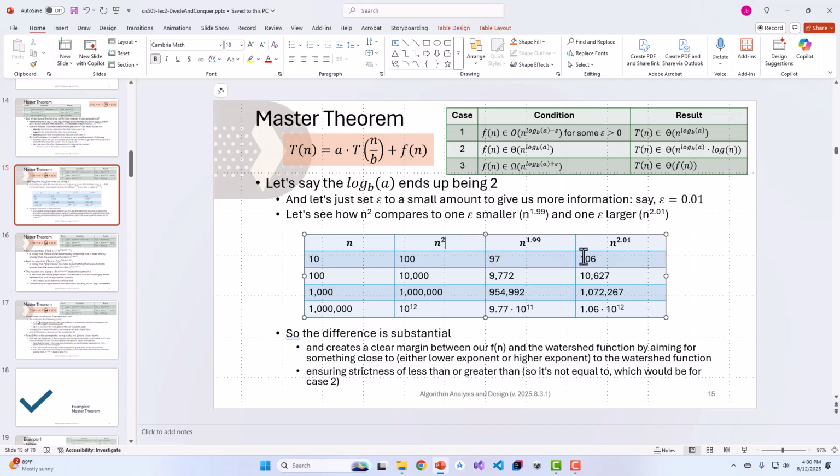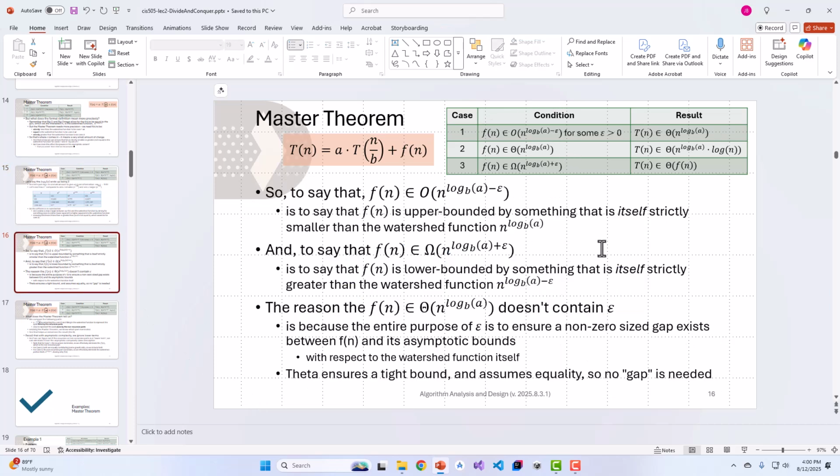For example, if our f of n at a given point, at 10, is higher than 10 to the 6, so maybe it has 10 to the 8 steps, it's definitely higher than the actual watershed function, which is 100. Okay, so the difference is substantial as n gets bigger as well. So that little tiny gap helps us to ensure the strictness of a less than or greater than, so that we know it's not equal to. So the equal to is its own special case.